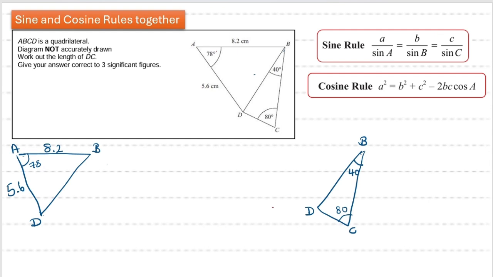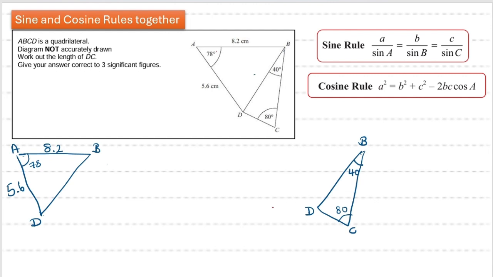In this question, as we will see, we have a combination of the sine rule and the cosine rule together. Click on the link above to watch my video on the cosine rule. The question says, ABCD is a quadrilateral. The diagram is not drawn accurately. Work out the length of DC and give your answer correct to 3 significant figures.